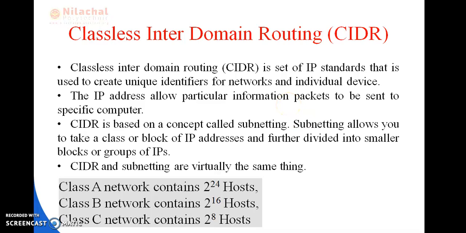So what rules are there for creating the CIDR? Rule 1 is that all IP addresses must be contiguous. Contiguous means like 0, 1, 2, 3, 4. Never will a single bit or single number be left. So it is a continuous process.